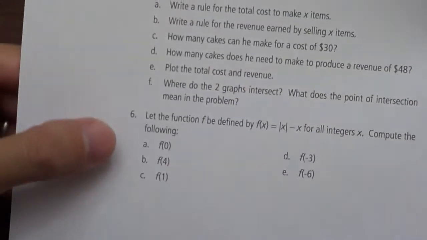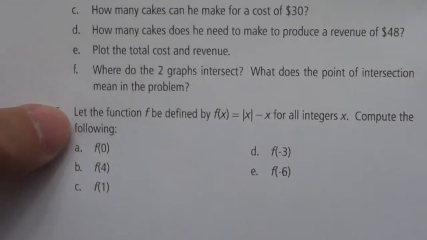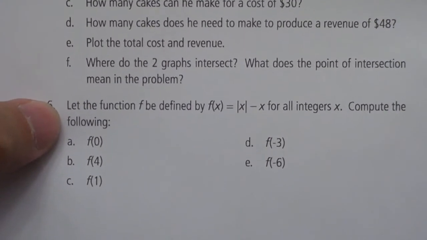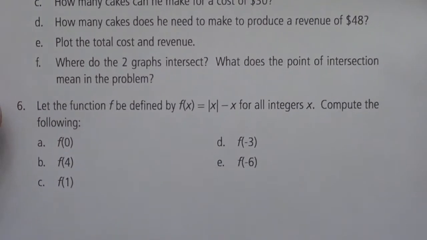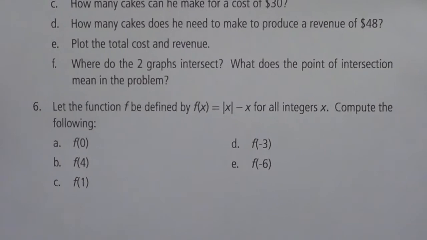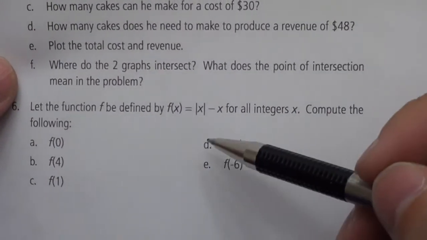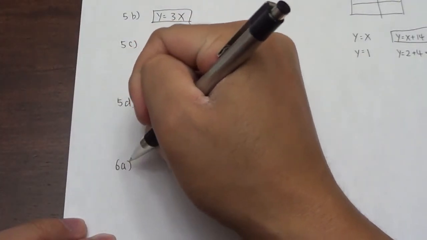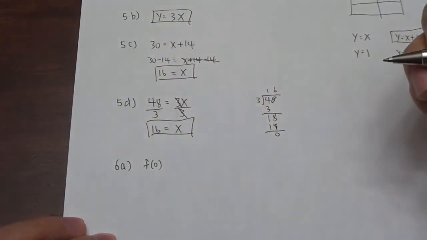Alright, for number 6, it's very similar to number 3, where we are given a function. This time it's labeled function f, and it wants us to plug in different x values to see what the outcome is. So I'm going to do a couple. I'm going to do 6a and 6d. Okay, so 6a is f of 0.